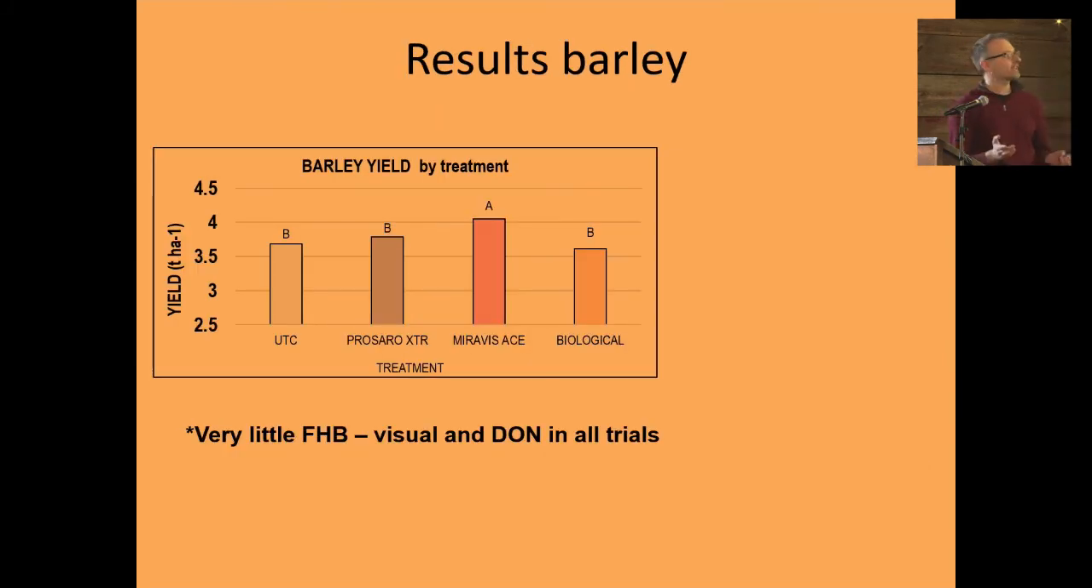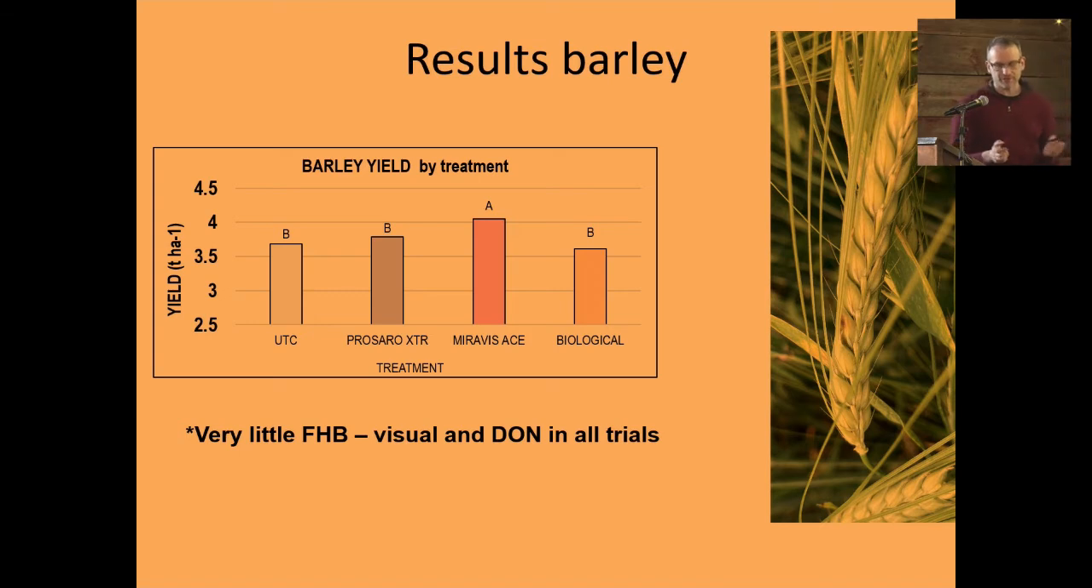So moving on to barley, same thing again. This is the 3 trials combined. We saw Miravis Ace, a little bit of a boost in yield compared to untreated control. Our barley actually looked pretty good this year. There was really little to no DON.